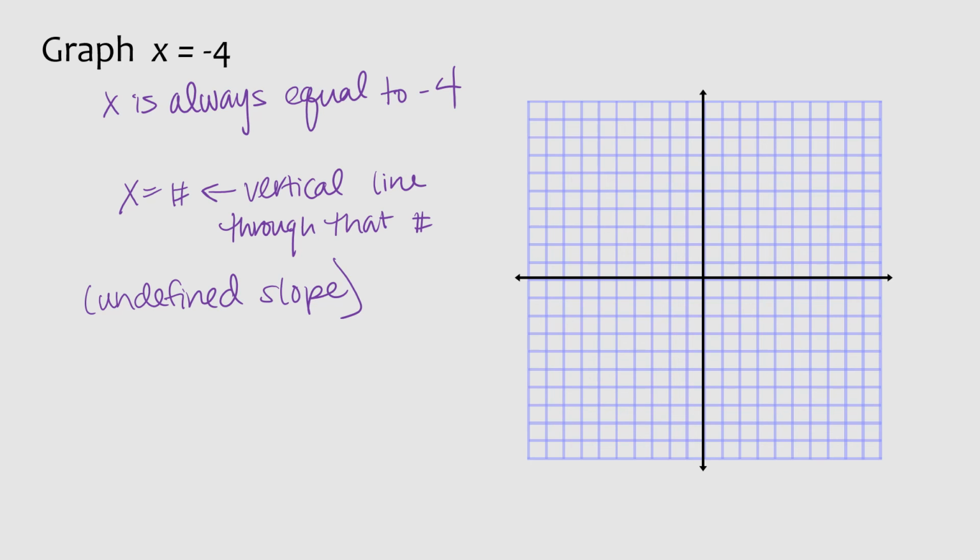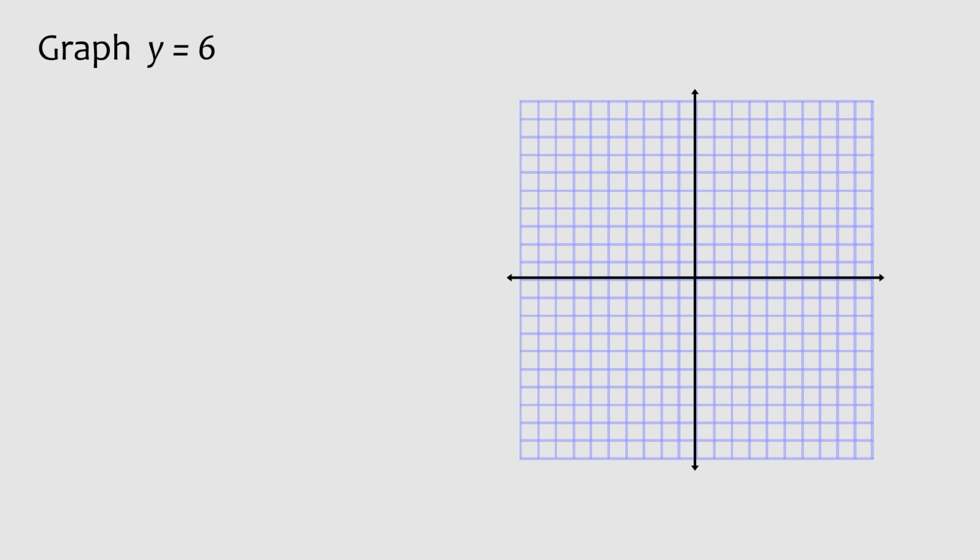So 1, 2, 3, 4. Here's x is negative 4 when y is 0. X is negative 4 when y is 3. X is negative 4 when y is 1. Every single time, x is equal to negative 4. So we're just going to make our line. That line's not great, but there we go. That line's a lot better. And I just see, boom, every single time x is negative 4. So that's what we do when we see something like that.